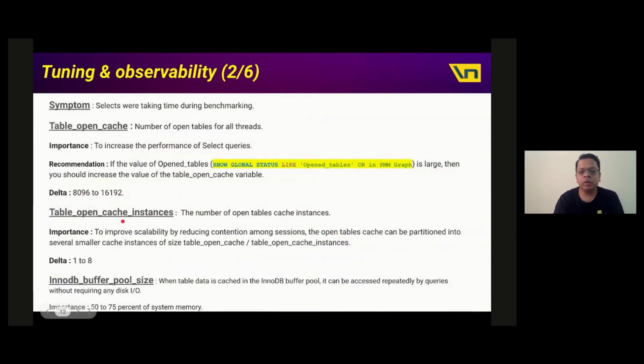There is one more variable called table_open_cache_instances. It divides your overall table open cache into smaller instances to reduce contention among sessions. In our case, we changed this value from 1 to 8, given that our workload had multiple sessions and too many parameters. innodb_buffer_pool_size is a very well-known variable, where generally it is recommended to keep it at 50 to 75% of overall memory, and this helps you cache the data in the InnoDB buffer pool.